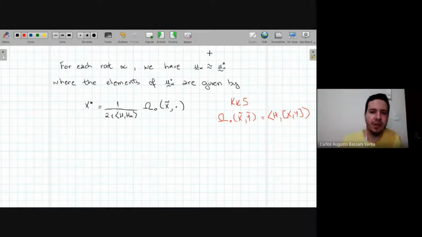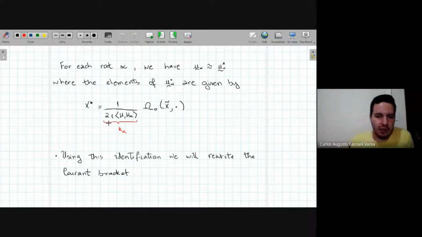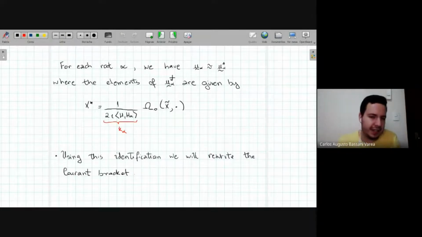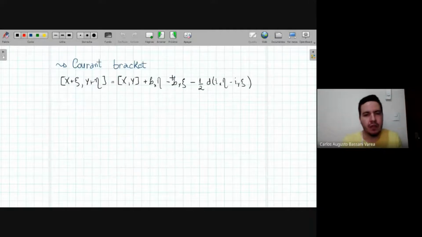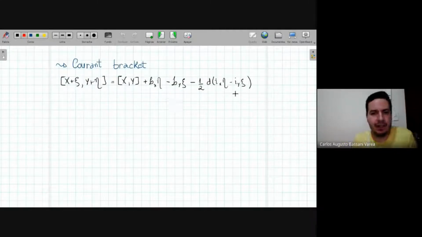So this is the identification that we are using to identify the tangent space with the cotangent space. Okay, so the elements in the dual will be denoted by x star, which is a constant times the KKS symplectic form at the origin restricted to x. We are going to call this constant k alpha, and the idea is what I said, to use this identification to rewrite the Courant bracket. So the Courant bracket is given by this expression. So the idea is to see what is the expression for this guy here first, and then we are going to see the expression for the other guy.